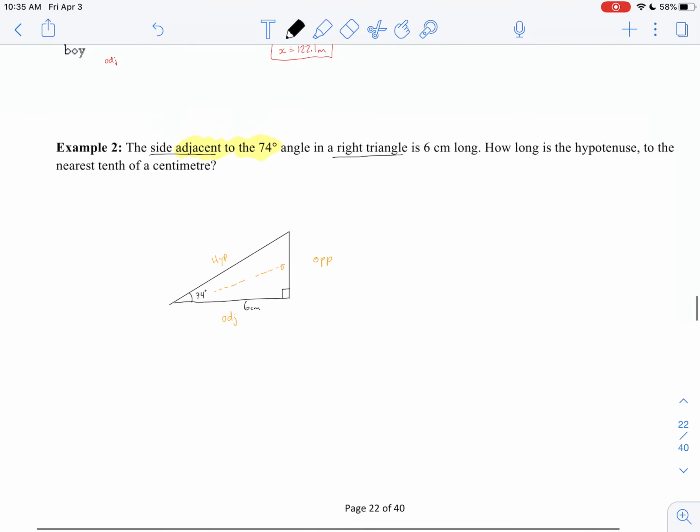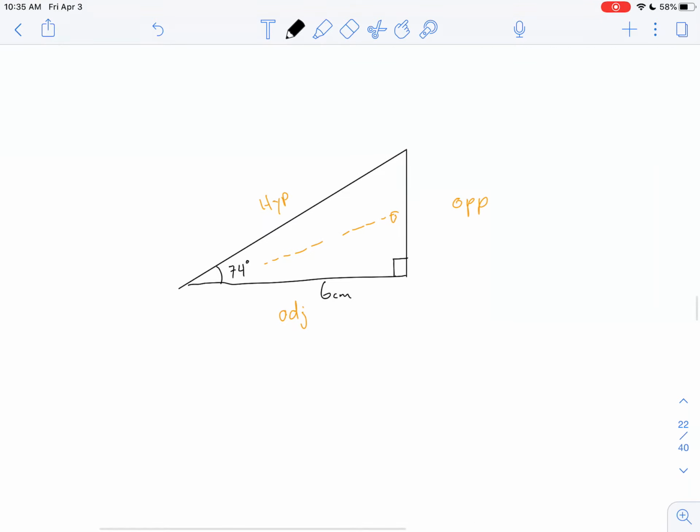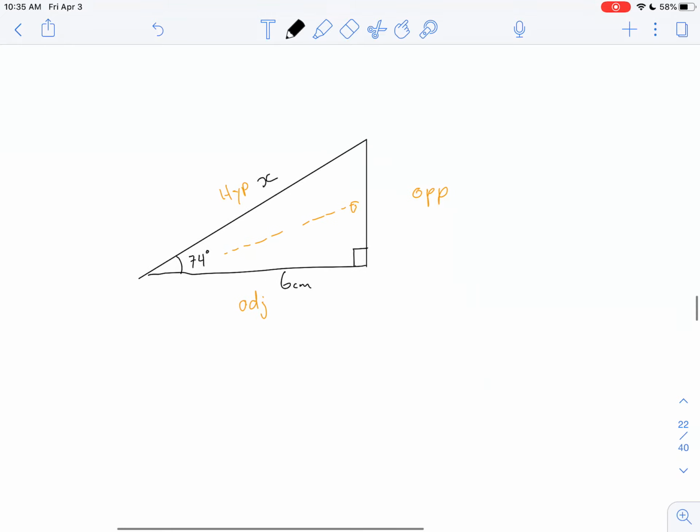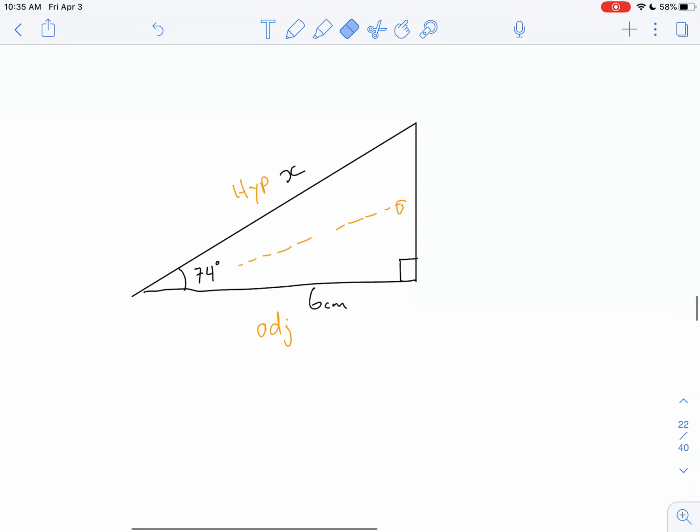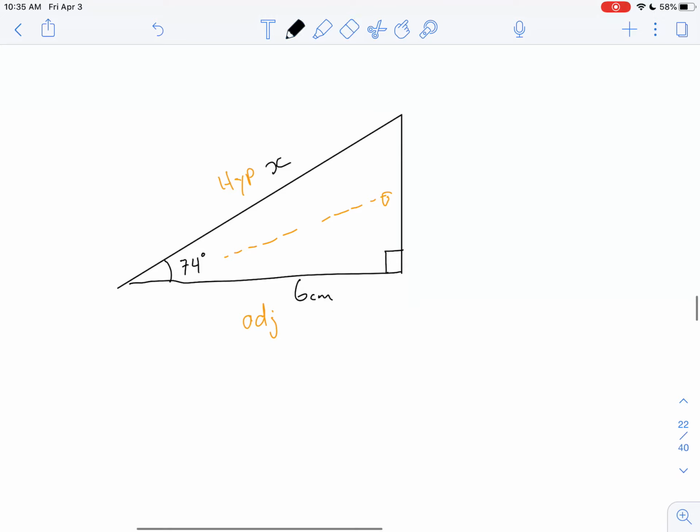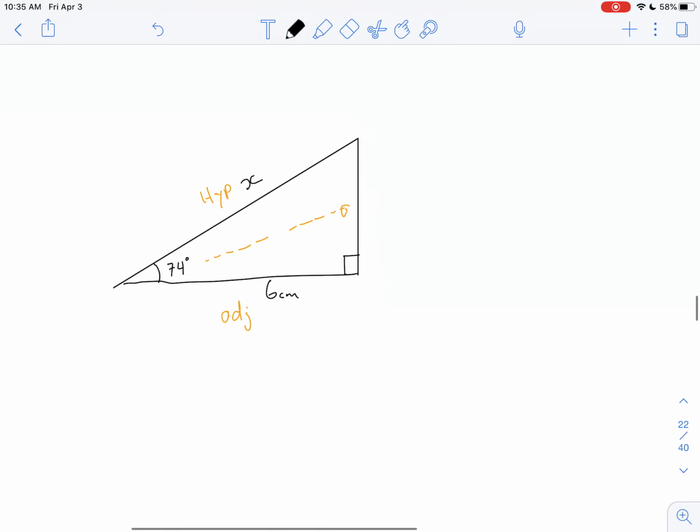How long is the hypotenuse to the nearest tenth of a centimeter? So what they're looking for is x up here. They're really looking for what my hypotenuse is in this triangle. In this particular case, we don't even care about my opposite. We're not going to use it. I have information regarding my adjacent, my hypotenuse, and my theta. So we're going to use those 3 bits of information.